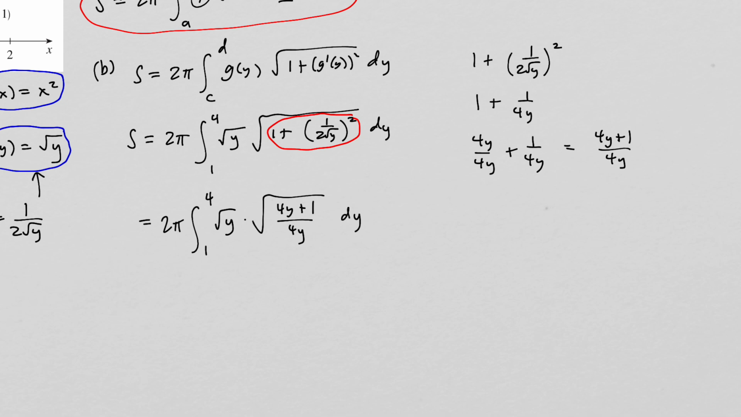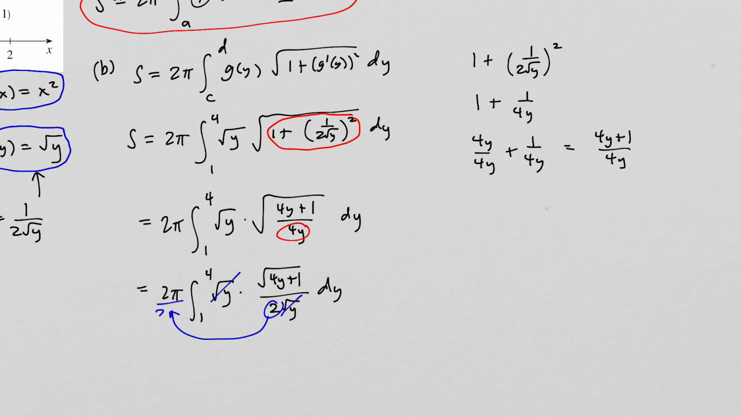dy. Now, we can take the square root of the top and the bottom of that fraction, and that will give us the square root of 4y plus 1 divided by, when you take the square root of 4y, 2 radical y. And what makes this really nice is that the radical y cancels out. Also, the 2 can be factored outside and put in the denominator, and that's going to make the outside number just pi, and then integral from 1 to 4, square root of 4y plus 1 dy.